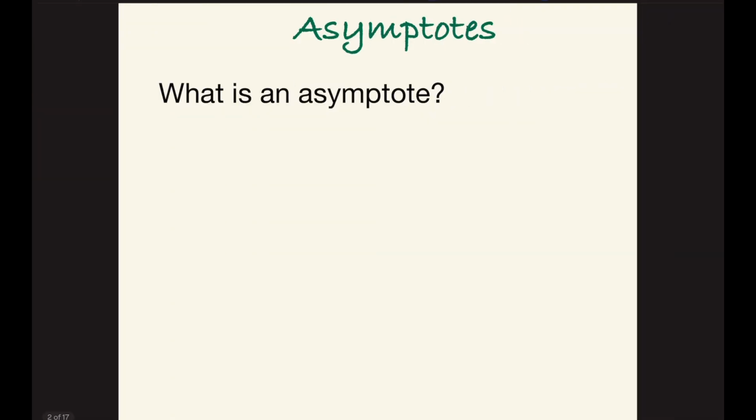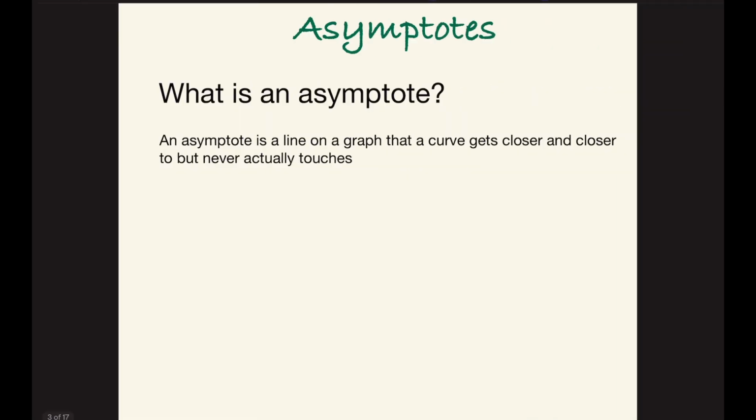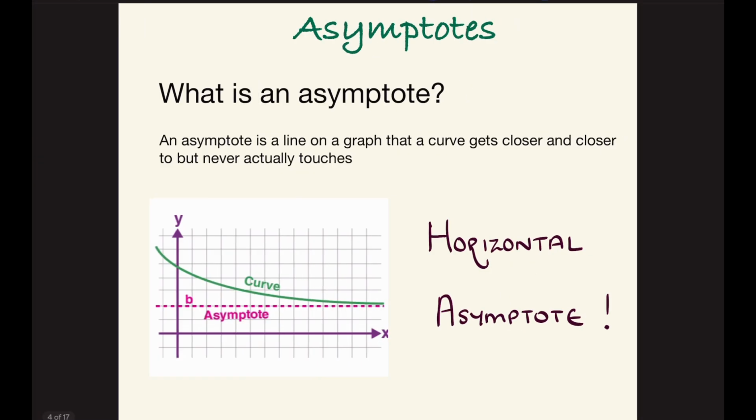What is an asymptote? We first need to understand that. An asymptote is a line on a graph that a curve gets closer and closer to but never actually touches. So we say that the graph discontinues at that point, or there's a break in the graph. Okay? Now there are three types of asymptotes. The first one is horizontal asymptote.